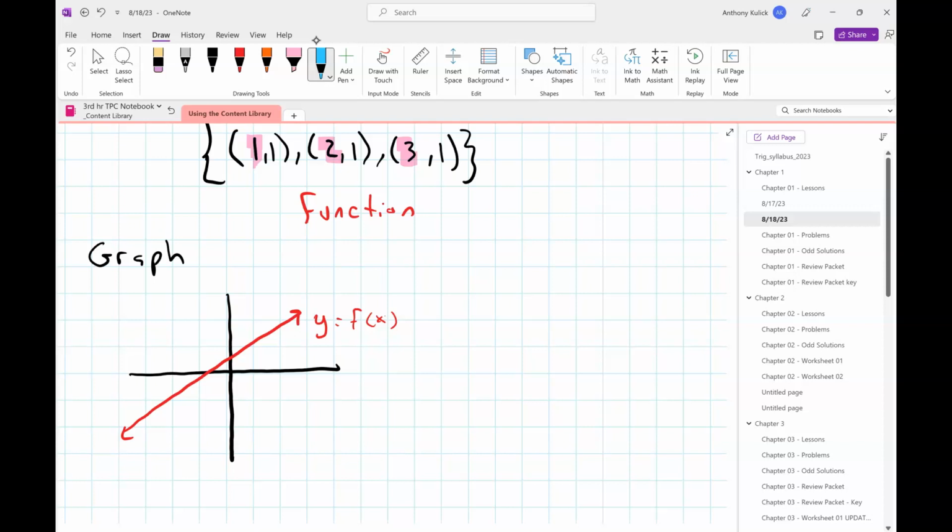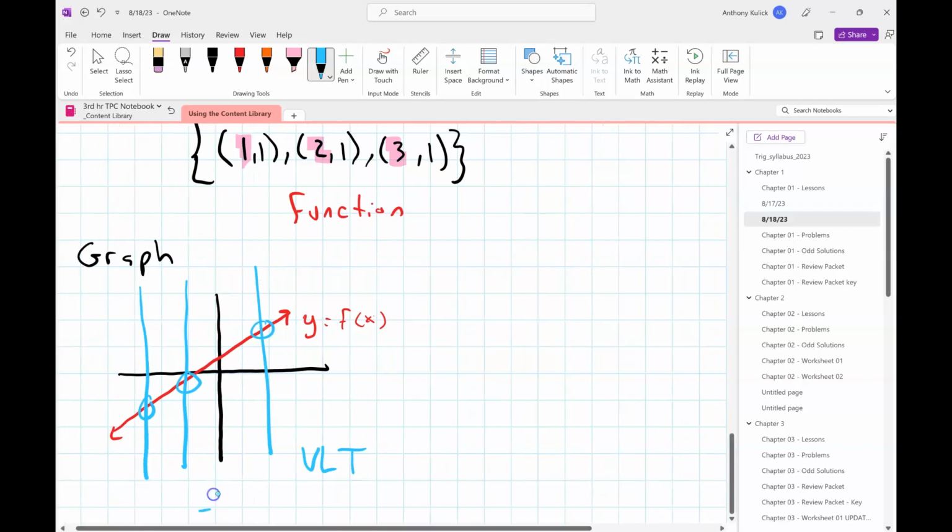What's the easy way to check to see if there's a repeated x coordinate? The vertical line test, right? So usually we talk about trying to see, is there any place where I can draw a vertical line that intersects the graph more than once? We call that the vertical line test. If I can do that, it's not a function. But here, no matter where you draw your vertical line, it's just going to hit the graph one time. So that's a function. And your explanation could be just because it passes the vertical line test, right?